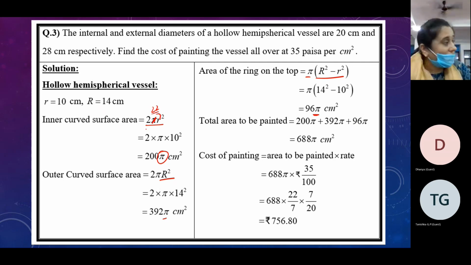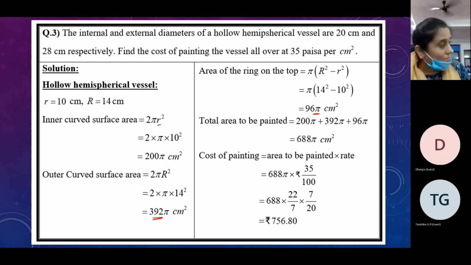So I don't use the value. Pi is 22 by 7, but I don't want to use that value because again, it's time consuming to calculate when you have 22 by 7. So what I do is I don't substitute the value of pi. I just have it as pi. 2 into pi into, only for r I substitute 10 square. So 200 pi. The next one is 392 pi. The next one is 96 pi.